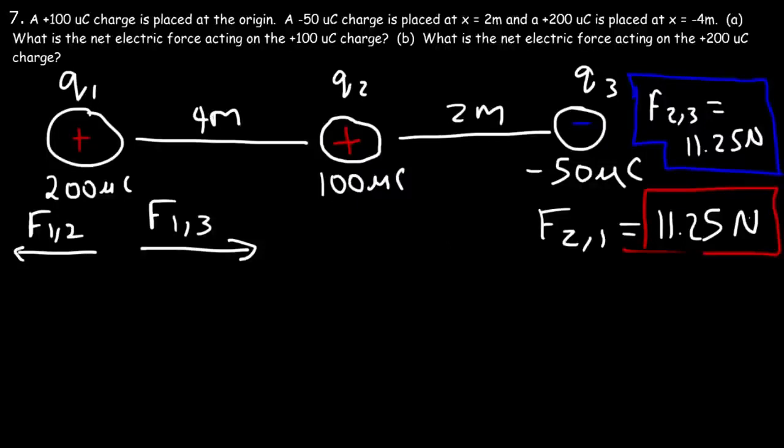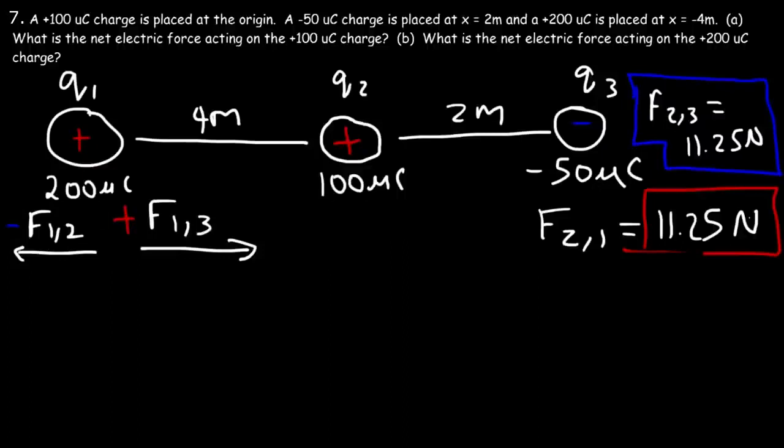Now these two forces are competing with each other. This force is in a positive x direction, so we're going to give it a positive number. This force is in a negative direction. So the net force is going to be the sum of these two values. If the net force is positive, that means that F1,3 is greater, which is probably not the case because it's so far away. If the net force is negative, which is probably going to be the case, that means that this force is greater.